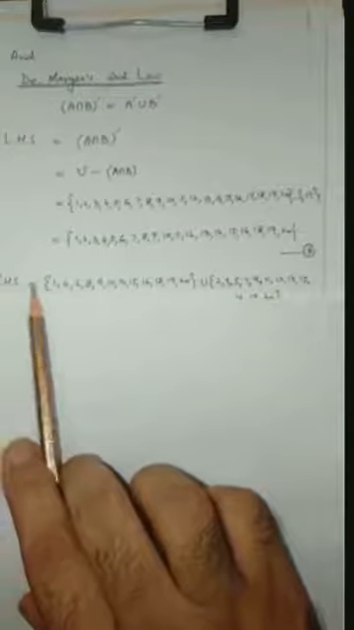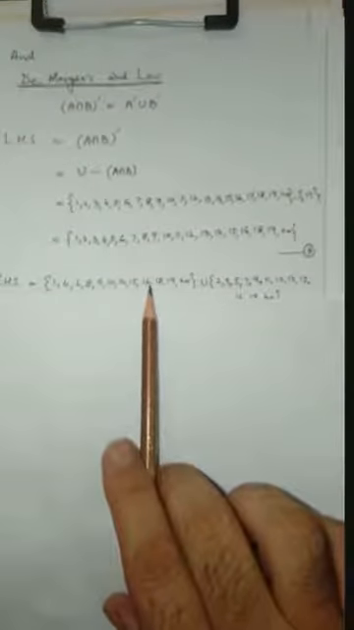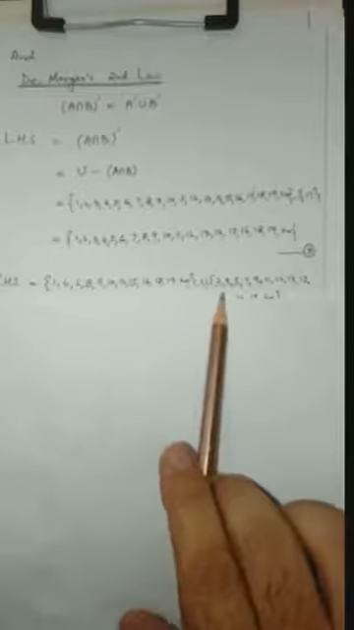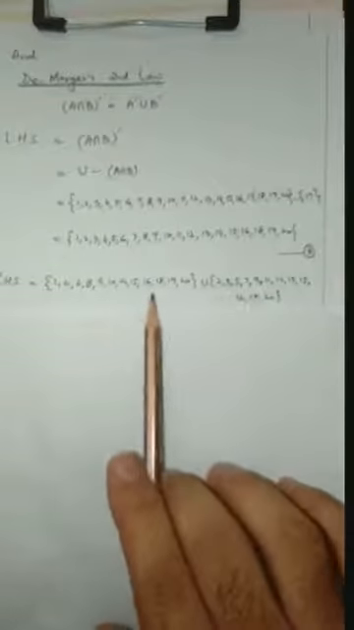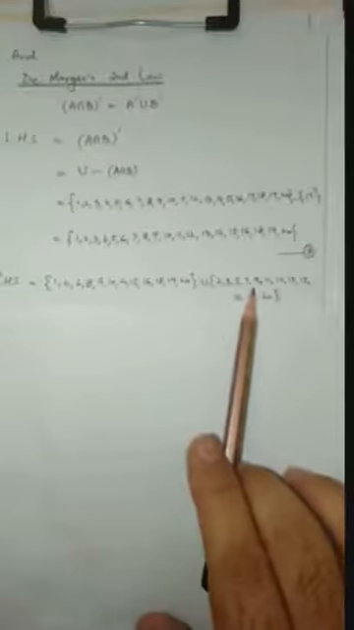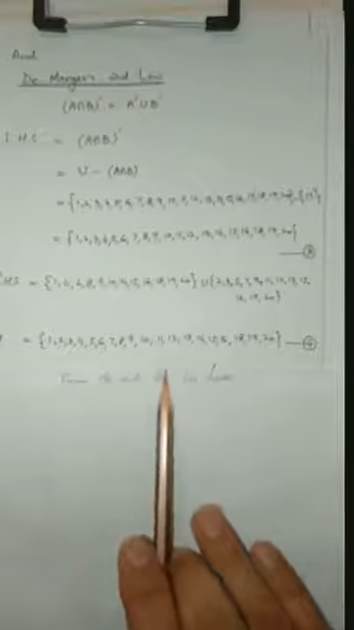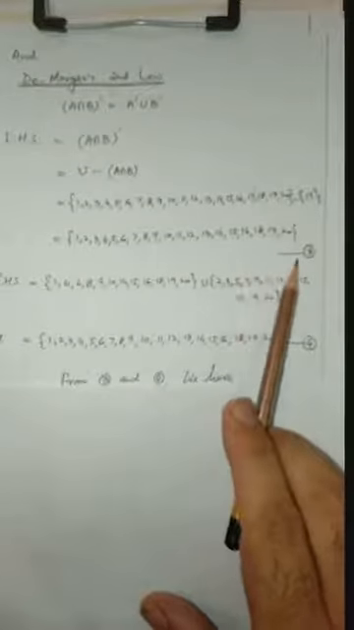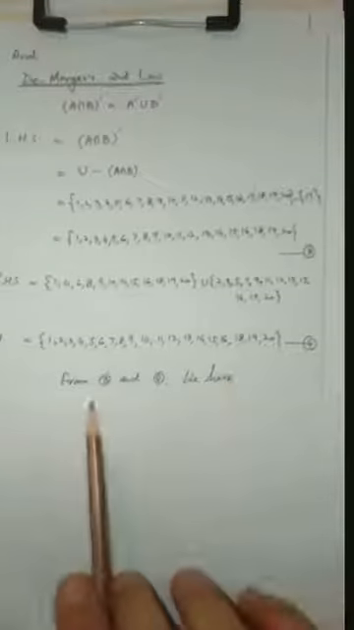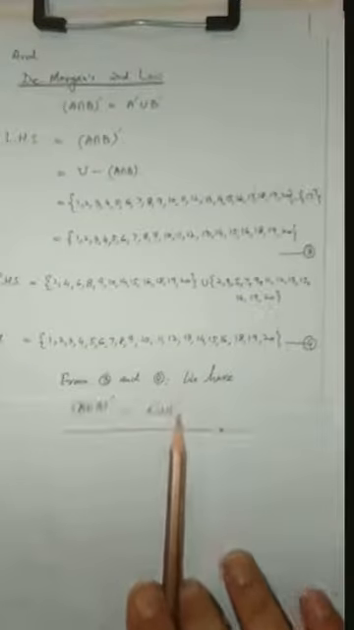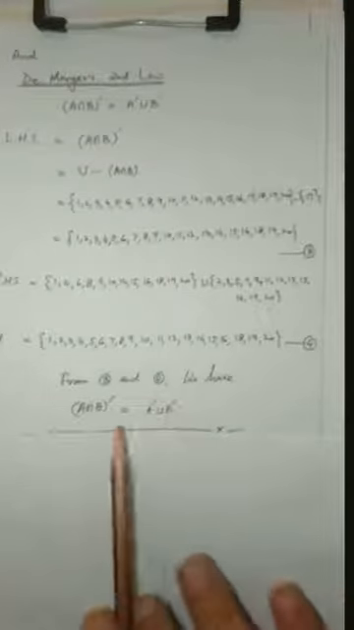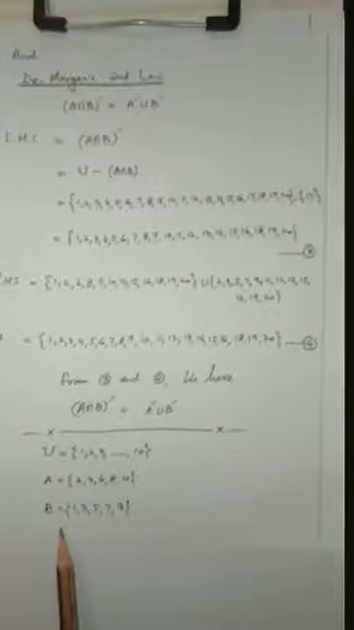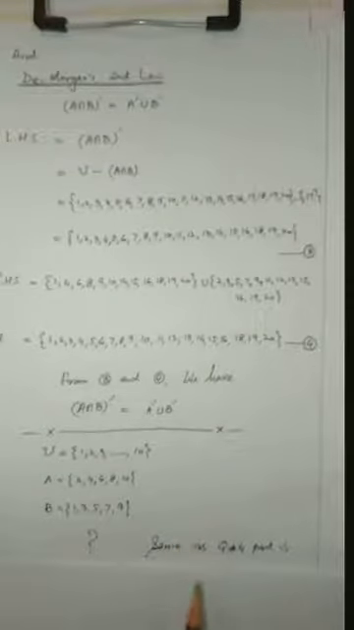Now right hand side, which is A complement union B complement. So putting their values, A complement, then union, then B complement. Combining these two sets, the answers from equation 3 and 4 are the same. So from equation 3 and 4 we have A intersection B whole complement is equal to A complement union B complement. The part number second is the same as question number 4 part number first. So the student will solve this part by themselves.